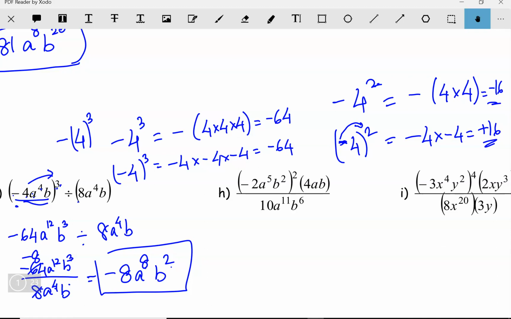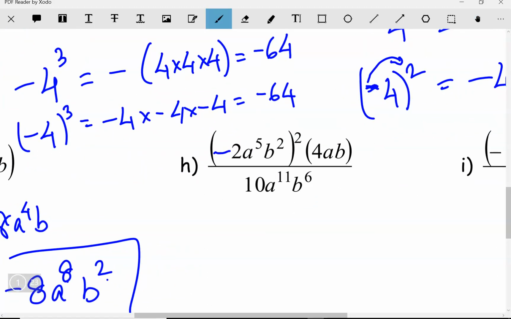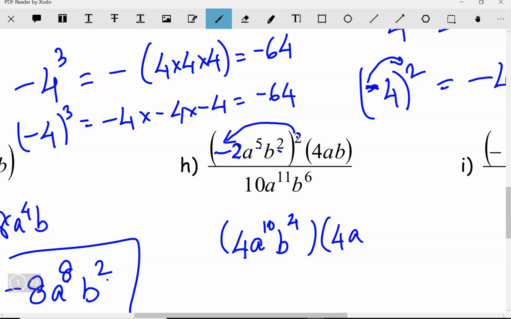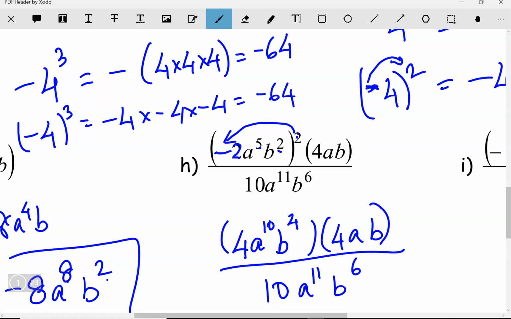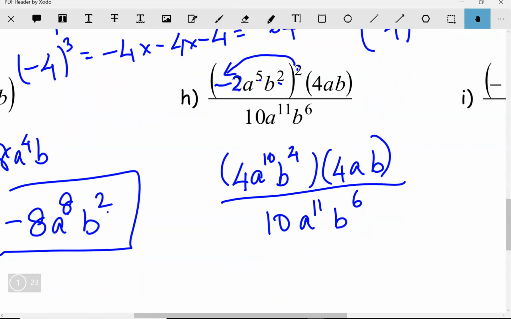Here we can see that the negative 2 has the negative inside the bracket to which the power applies. So we're doing negative 2 times negative 2, which is a positive 4. a to the power of 5 times 2 is 10. b to the power of 2 times 2 is 4. So we have 4a to the 10, b to the 4, over 5a to the 11, b to the 6. All right.